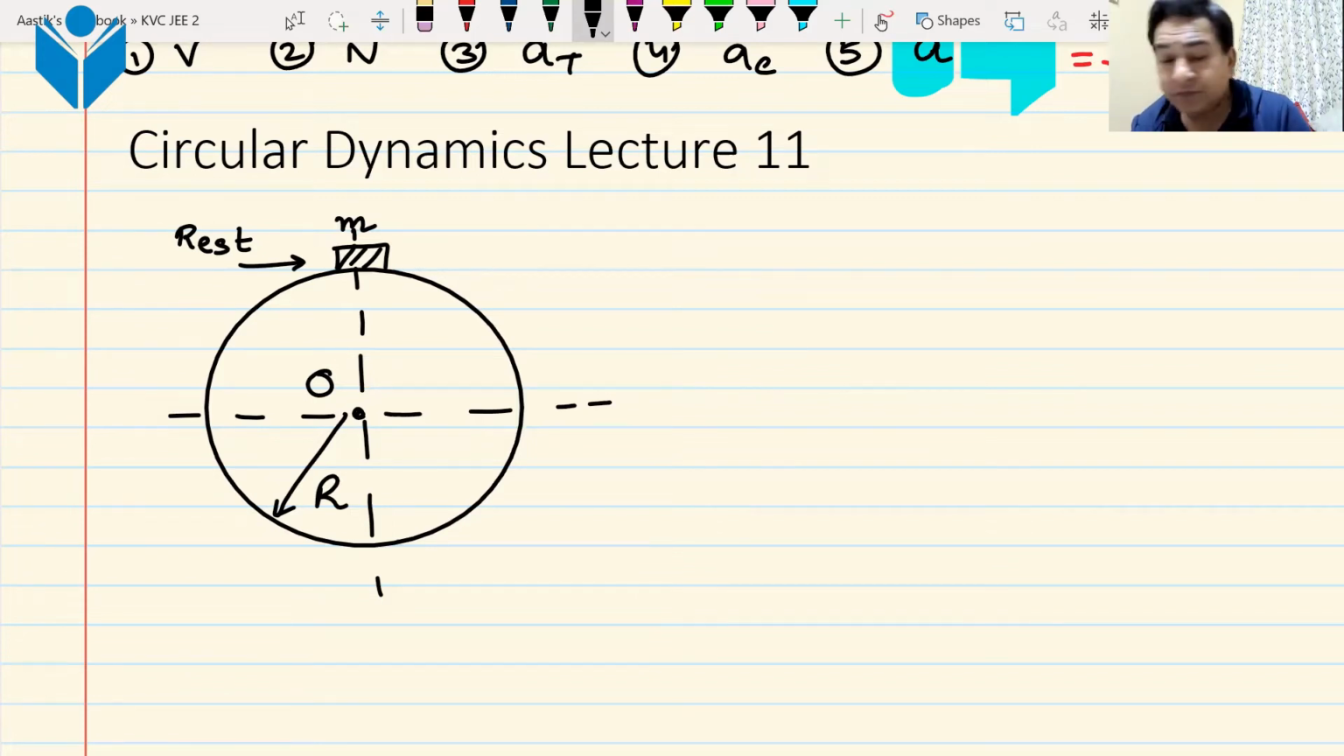Good. Now the question is, if I give it a small push, same thing, does it keep on moving along this circular groove, circular path, the outer surface, or at some point, as we discussed in the last class, will it leave the surface? What will happen? Will it keep on moving on this curve, or will it drop, or will it leave the surface? What is your opinion? What will happen?